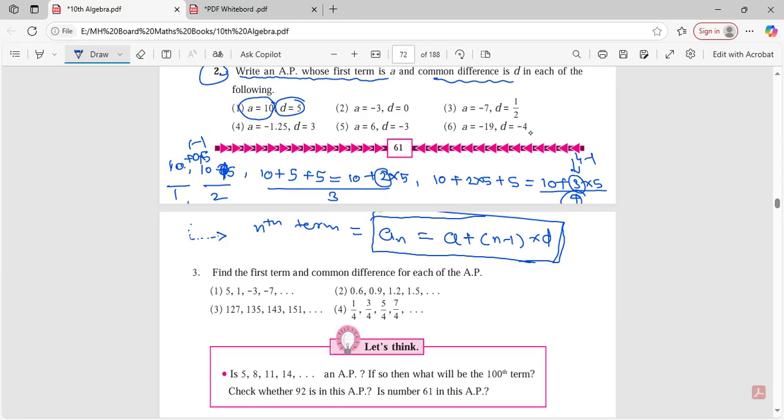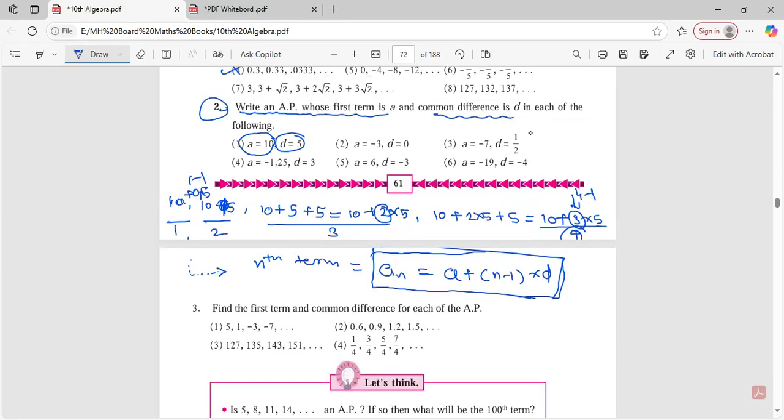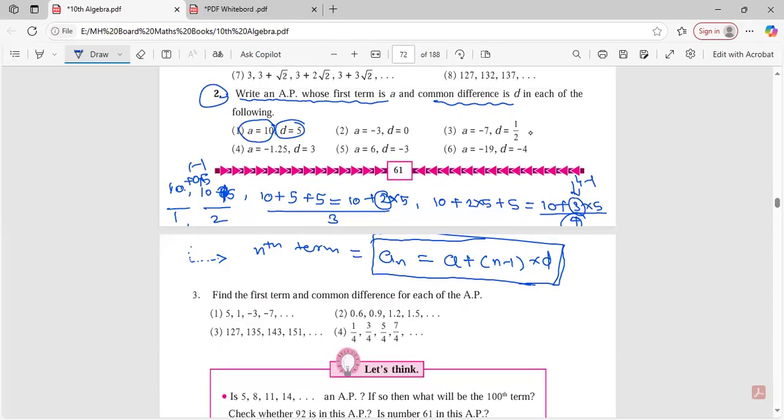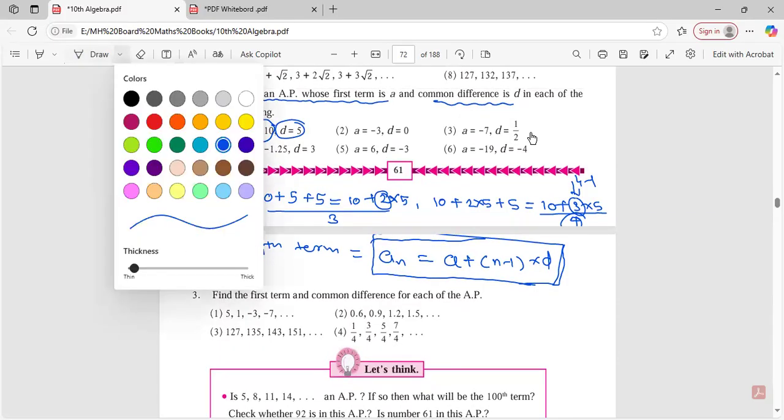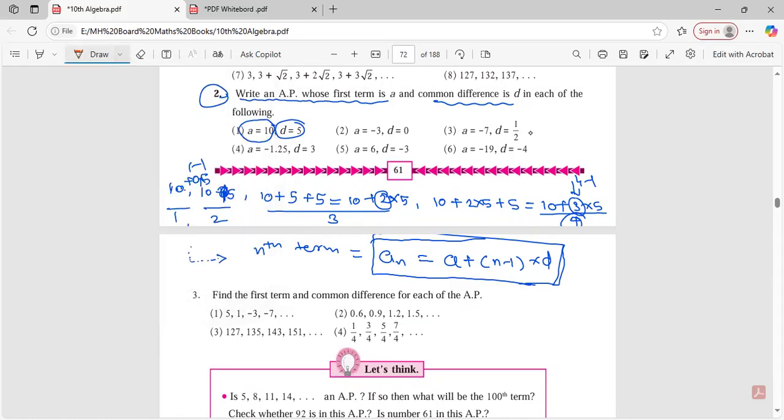Now you have a and d, you have to write the first 5 terms. First term is 10, second term is 15, third term is 20, fourth term is 25, fifth term is 30. Now do the same for the second question.